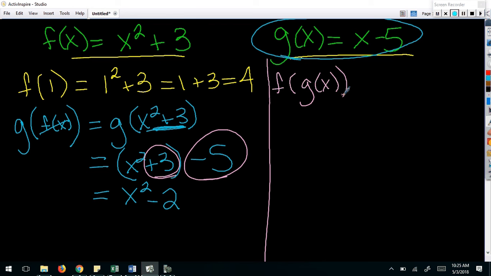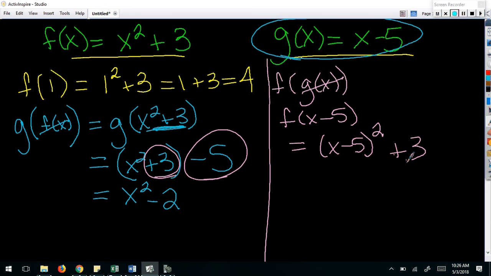Let's go the other way with it. Alright, hold on. So you're going to work inside out, so you're going to put x minus 5 to the second plus 3. Yes. So it's not x now, it's x minus 5, but I have to square it plus 3.